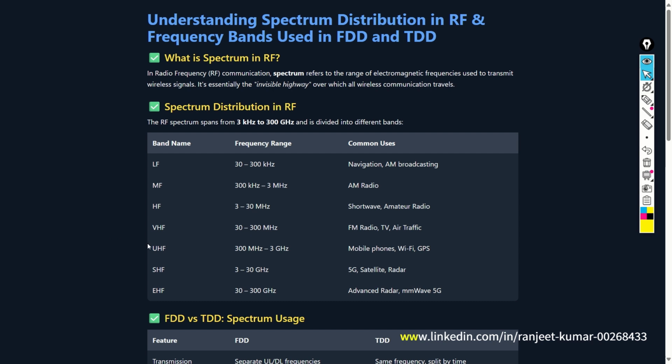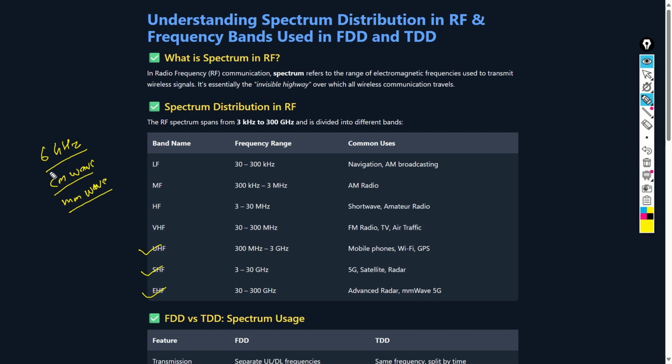So what we have here, you will see, are different bands, and what is useful for us are these bands. The spectrum range that we are using for mobile phones is UHF, SHF, EHF. Nowadays for 5G networks we usually call it below 6 gigahertz, or centimeter wave spectrum or millimeter wave. So when we say below 6 gigahertz or centimeter waves or millimeter waves, it means these are the different bandwidths, or the spectrums, available for your radio transmission.